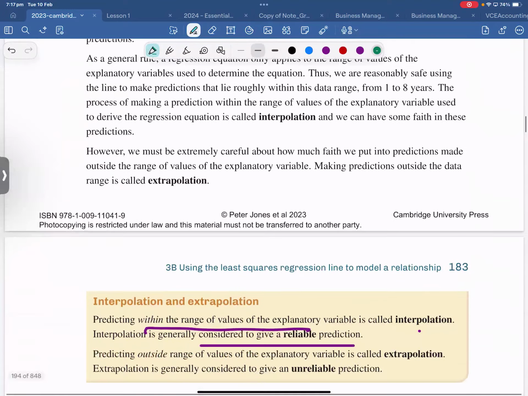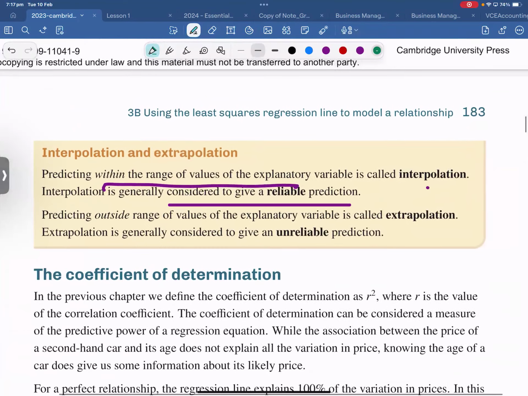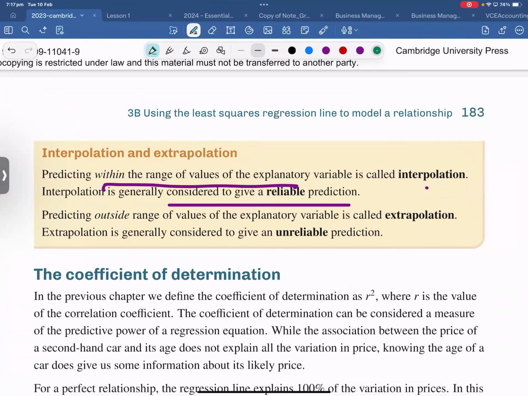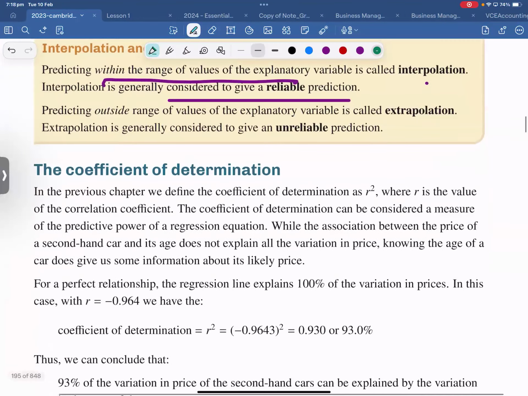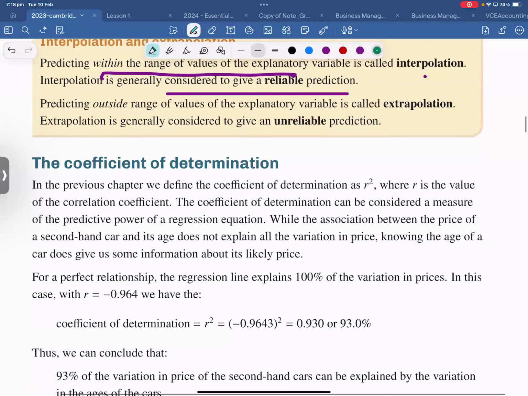Then why do we always want to make interpolation calculations? Reliable, right? Reliability is high. Why? Because our actual data plot is also based on that range. So if you are going to go outside the actual range of the data plot, we are going to say it is unreliable.